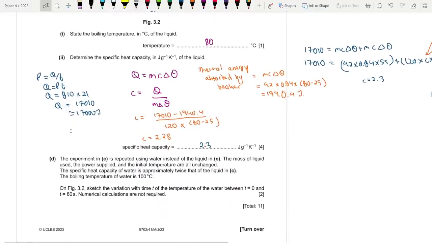Now, the experiment in C is repeated using water instead of the liquid in C. The mass of liquid used, the power supplied, the initial temperature are all unchanged. The specific heat capacity of water is approximately twice that of the liquid in C. The boiling temperature of water is 100 degrees Celsius. On figure 3.2, sketch the variation with time t of the temperature of the water between T0 and T60. Numerical calculations are not required.